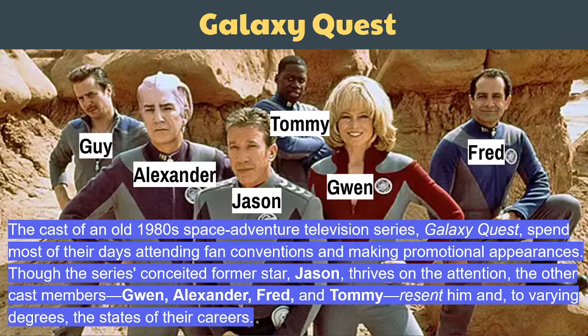Though the series' conceited former star, Jason, thrives on the attention, the other cast members, Gwen, Alexander, Fred, and Tommy, resent him, and to varying degrees the state of their careers. So we're going to be looking at the subplots for each of these characters, who each goes through their own arc. And we have Guy over here too, one of the best characters in the whole movie, but he's so small that I guess he wasn't included in the main part of the wiki.